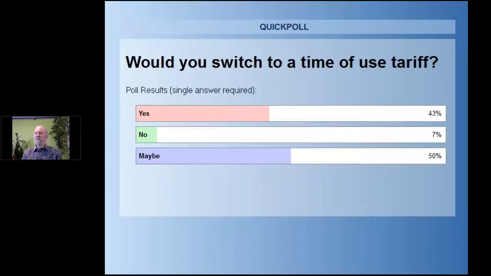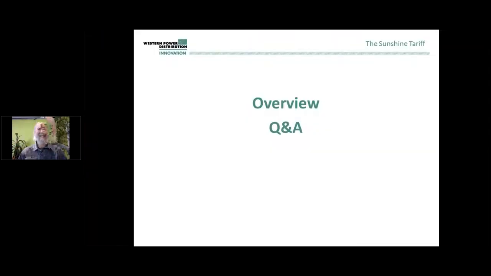Here we go. So, yes, 43% of people say yes, they would switch, and 50% of people say maybe. 7% definitely wouldn't. Was that what you found when you were speaking to the people of Wadebridge?